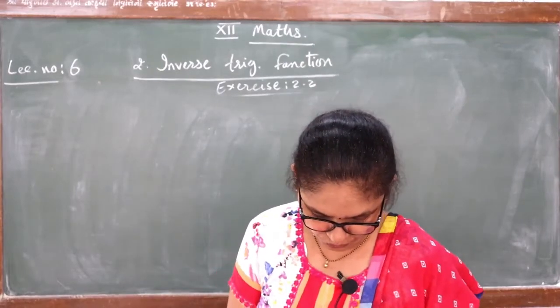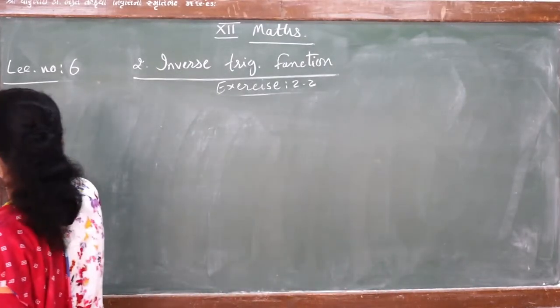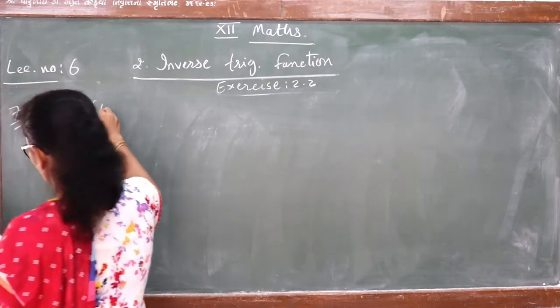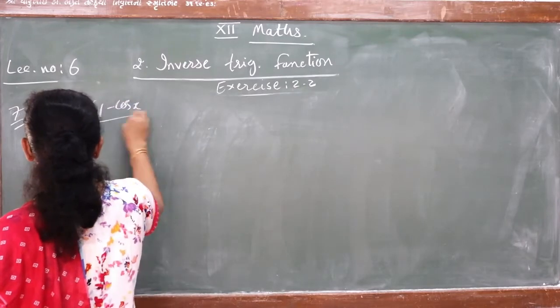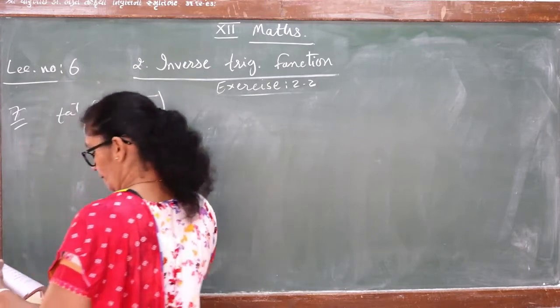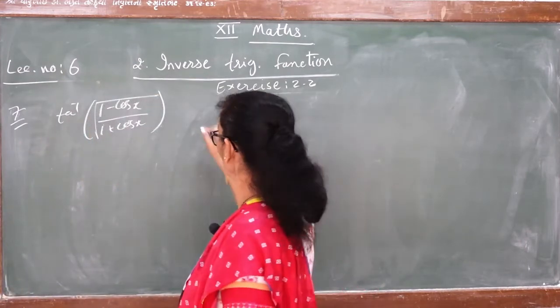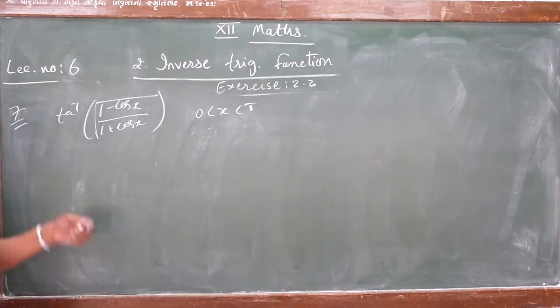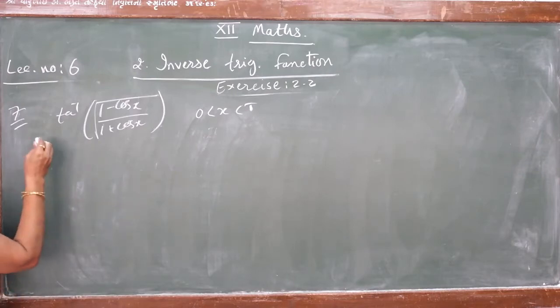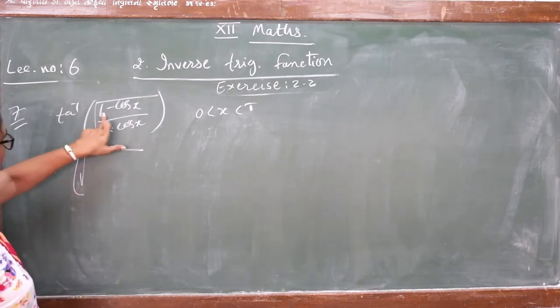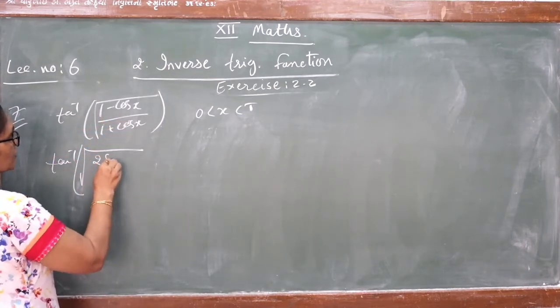Now let's come to the 7th question. Tan inverse of root of (1 minus cos x upon 1 plus cos x), and the interval is given 0 to pi. Okay, first of all, we know that 1 minus cos upon 1 plus cos is tan square theta by 2, that is the formula. But if you forgot, then we have one more formula to remember.